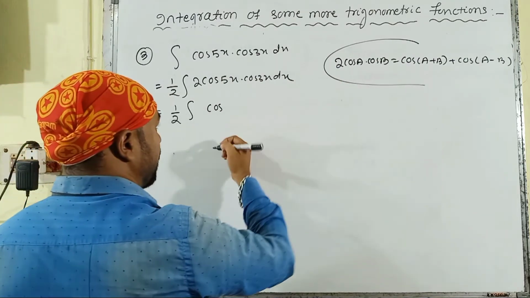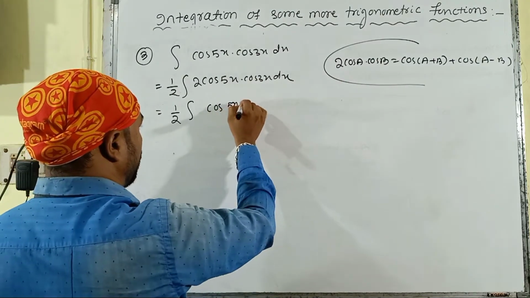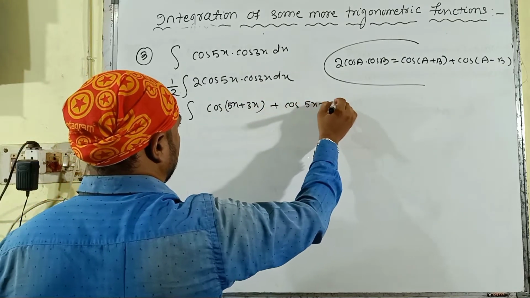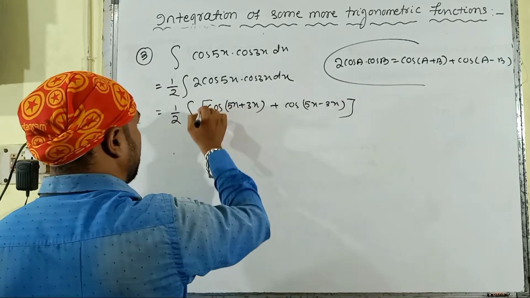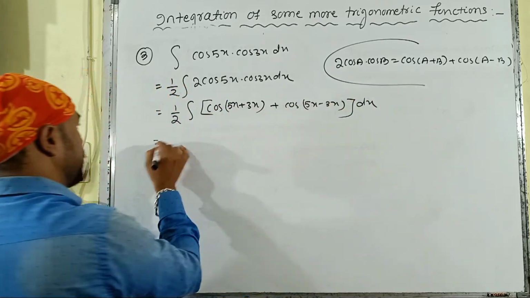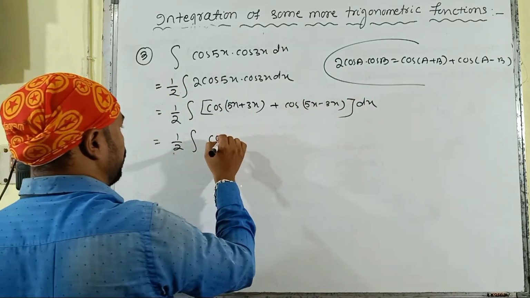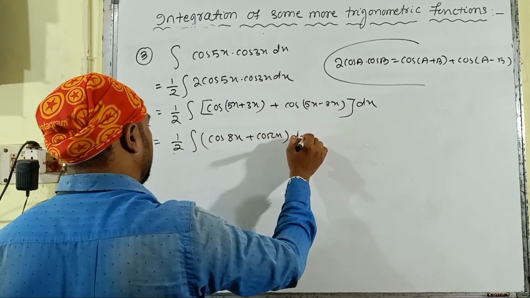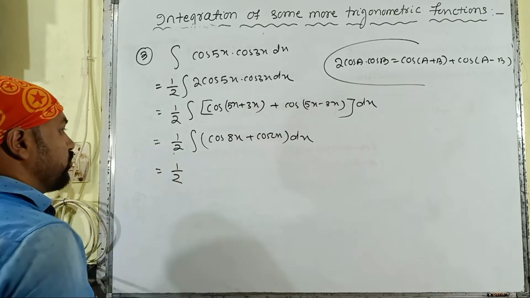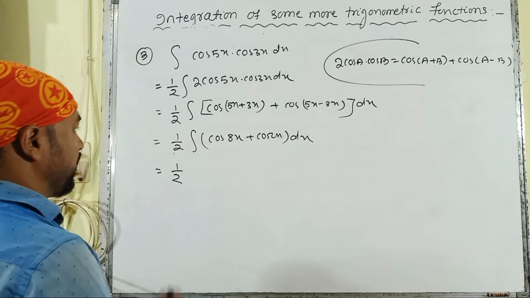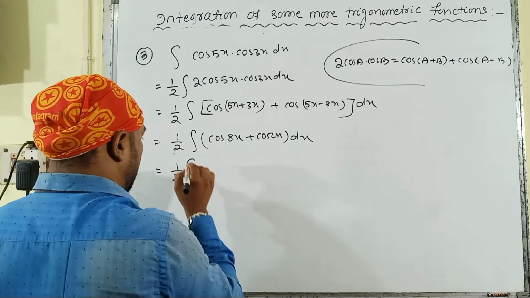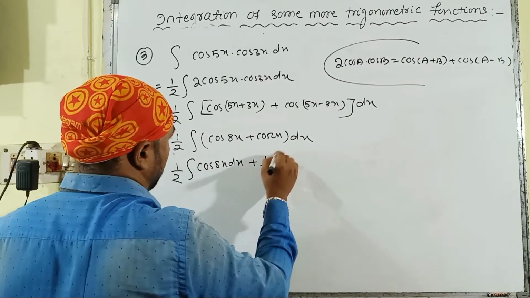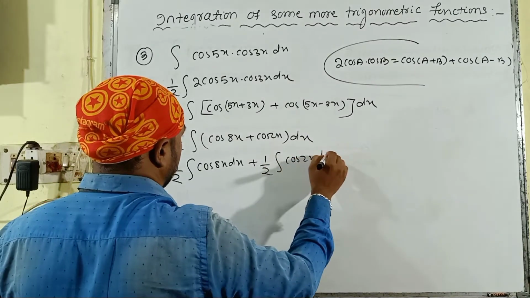So by applying this identity here, cos(5x+3x) plus cos(5x-3x) with respect to x, it is 1 upon 2 integral of cos 8x plus cos 2x dx. Then by using the algebra of integration, just separating these integrations here, 1 upon 2 integral of cos 8x dx plus 1 upon 2 integral of cos 2x dx.